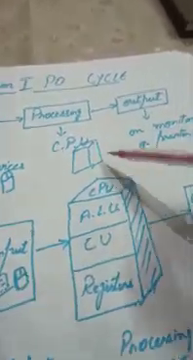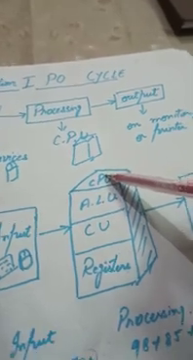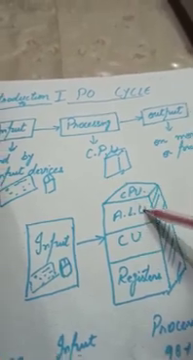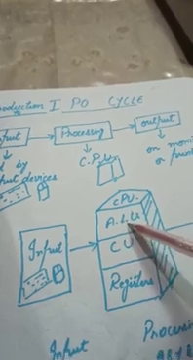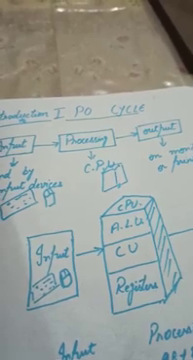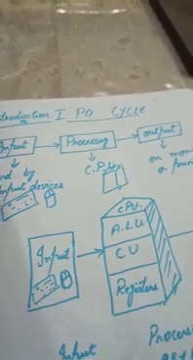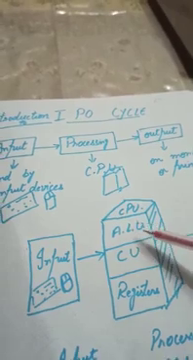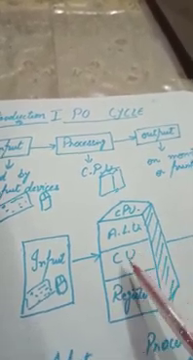So processing is done in the CPU. This is the responsibility of the CPU. CPU consists of three main parts. First is ALU, that is known as Arithmetic Logical Unit. In this section, all the mathematical calculations are performed, like addition, subtraction, multiplication.